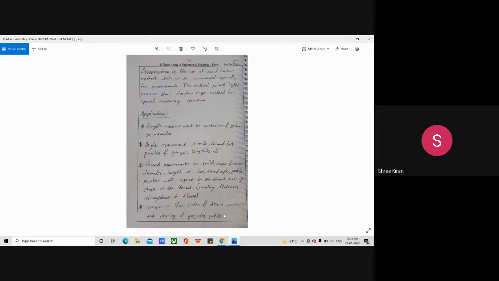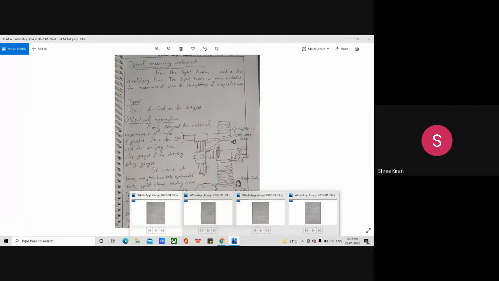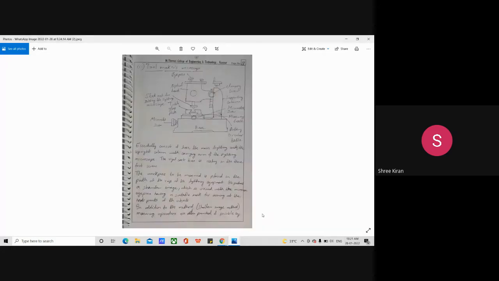So these are the main factors. I'll just note it down: these are the optical measurement instruments. The first one was the vertical optimeter, the second one was the horizontal optimeter, and finally the third one was the tool maker's microscope. These are the three optical instruments which are mainly employed in our metrology. They are mainly used for measurement and other technical aspects.